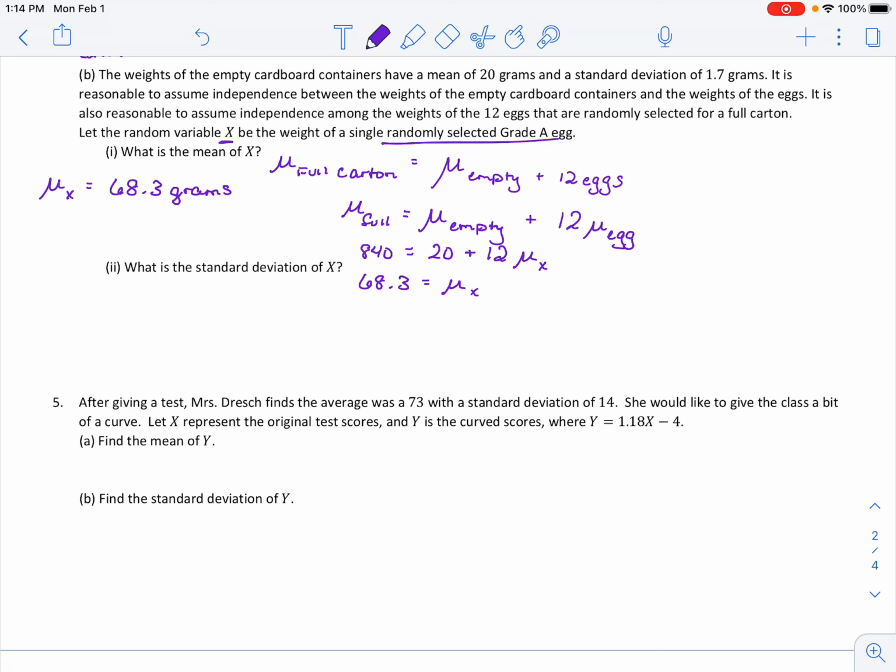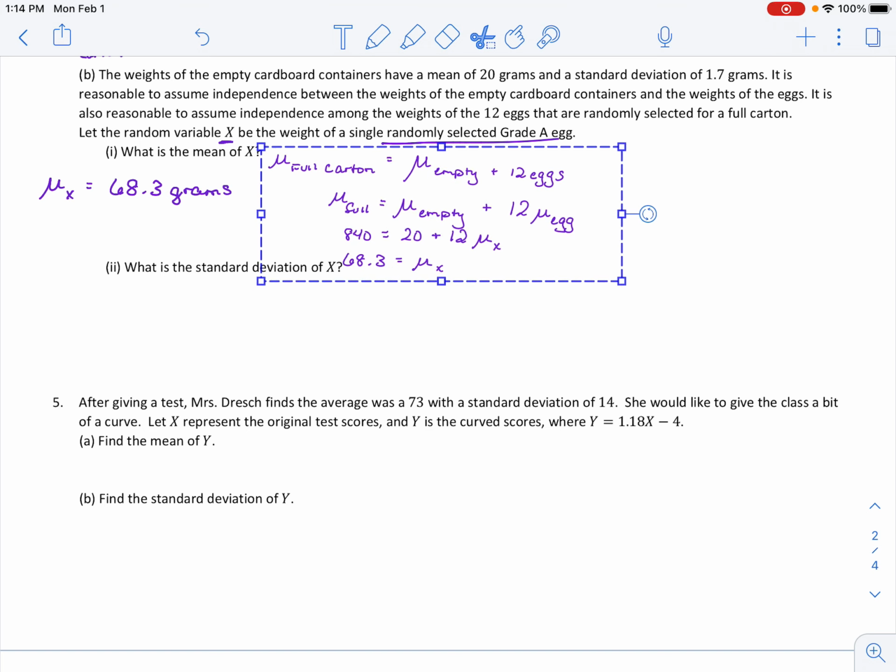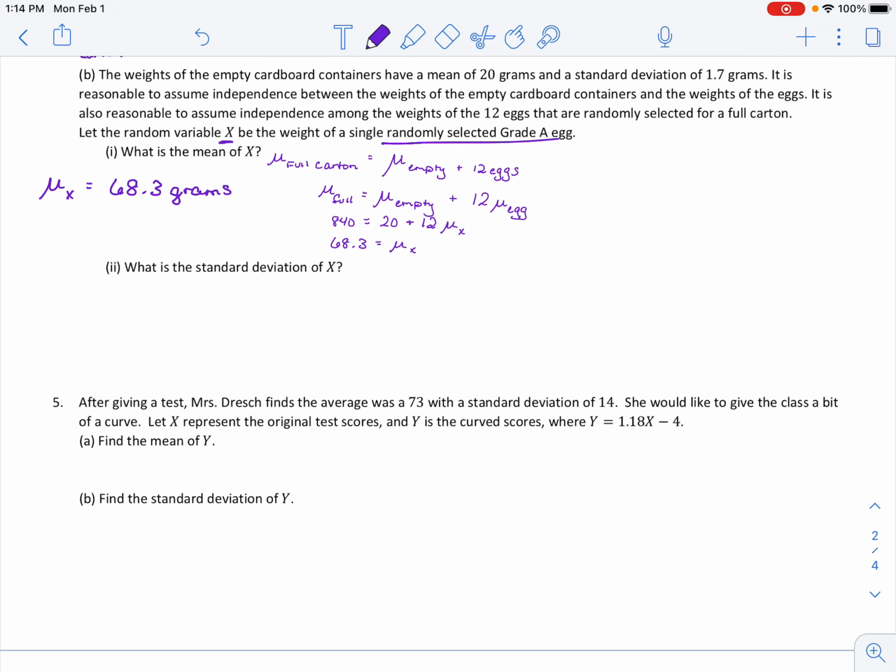So I can do some similar reasoning for my standard deviation. So let me clear some space up a little. For the standard deviation, I'm still thinking about the fact that I have a full carton, which is the same thing as saying, that's supposed to say empty, an empty carton plus my 12 eggs. Now I have to break apart this and use my rules. You cannot add these standard deviations.